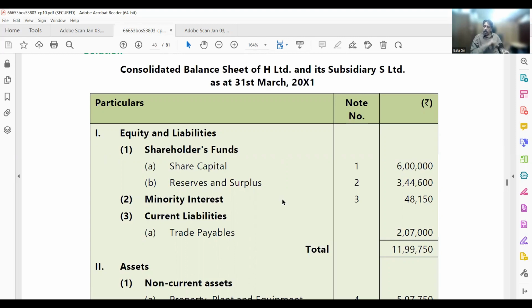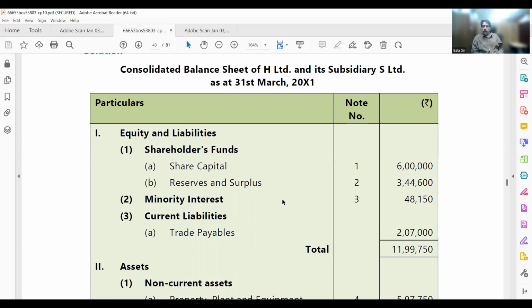Then remember, all other assets and liabilities can be what? Added. Yes, sir. The holding and subsidiary can be added. But be careful with property, plant, equipment. Why? Because some assets have been revalued. You got to consider the revalued amount and minus the depreciation on the revalued amount. Is that fine, sir?